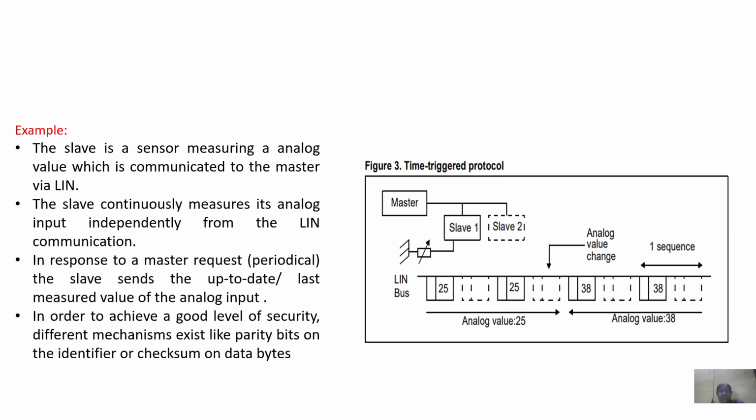So this is one example for this LIN bus. The slave is a sensor measuring an analog value, which is communicated to the master via LIN. The slave continuously measures its analog input independently from the LIN communication. In response to that, the master requests and the slave sends the up-to-date, last measured value of the analog input. To achieve a good level of security, a checksum and error detection mechanism are also implemented.